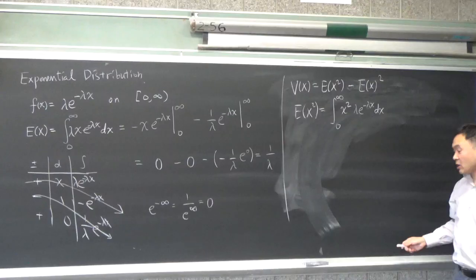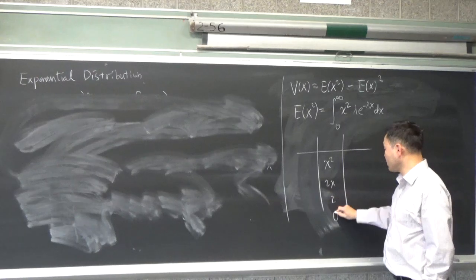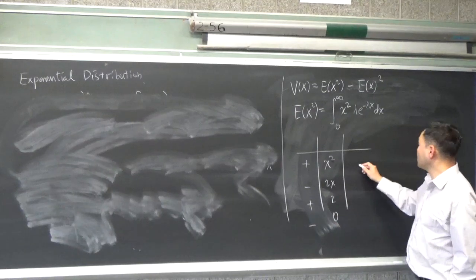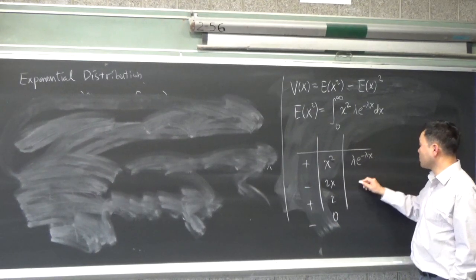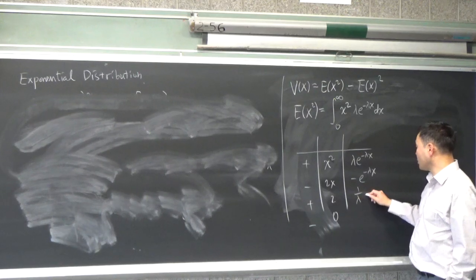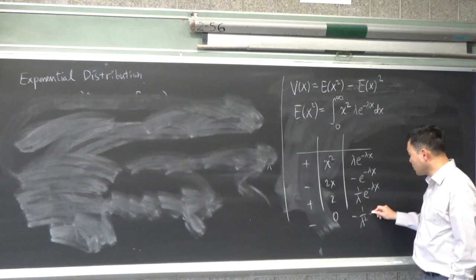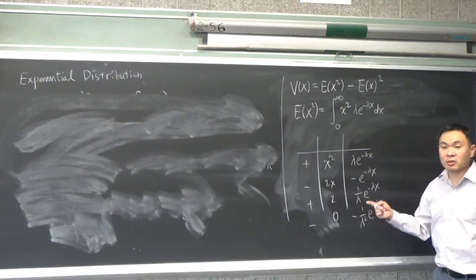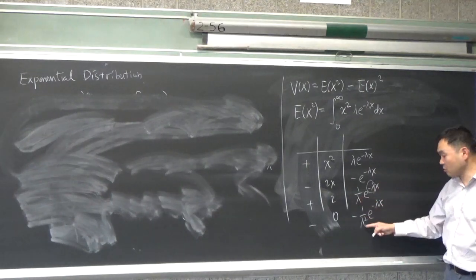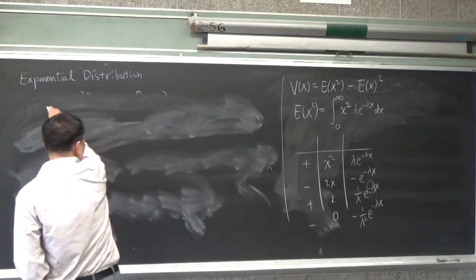Okay, let me give you some time to try. So you have x squared, 2x, 2 and 0, plus, minus, and then lambda e to the negative lambda x integrates to negative e to the negative lambda x, integrates to 1 over lambda e to the negative lambda x. Then you gotta do one more. You have minus 1 over lambda squared e to the negative lambda x. Because every time you integrate, 1 over lambda comes up. The reciprocal of this number comes in front, so you end up with that, okay?